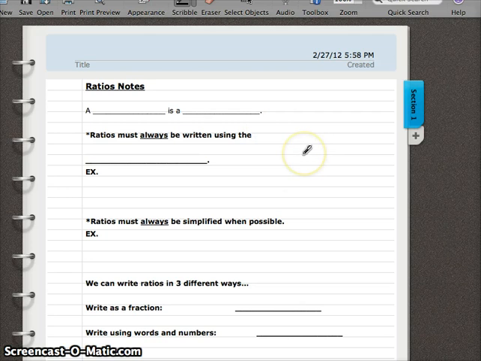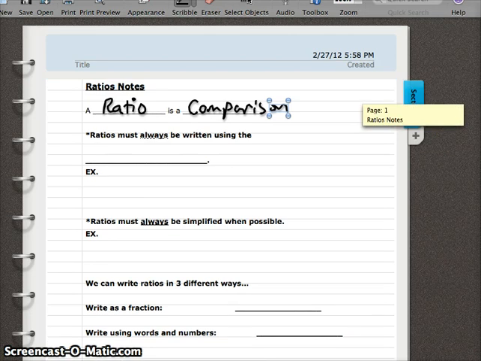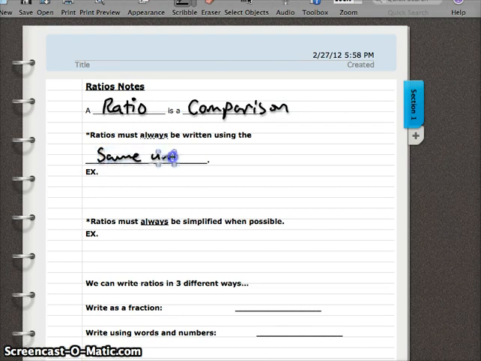But basically, a ratio is comparing two things. So a ratio is a comparison. We can compare more than two things, but usually not. And a ratio can be written in three different ways. We must also simplify ratios, but usually we want ratios to always be written in the same units.